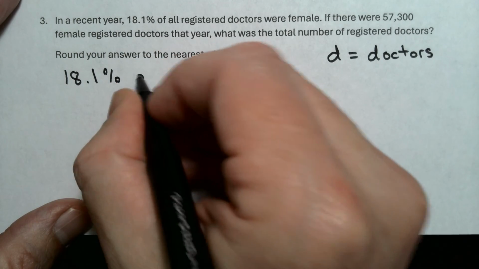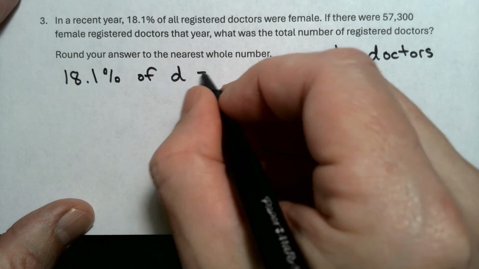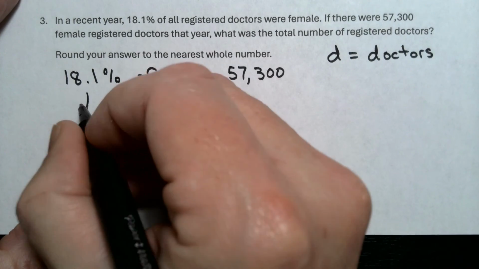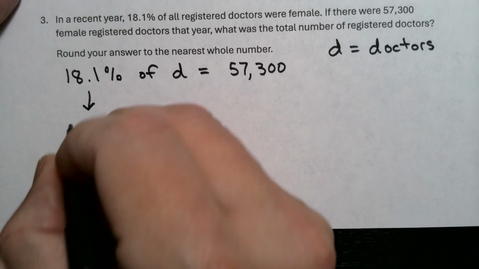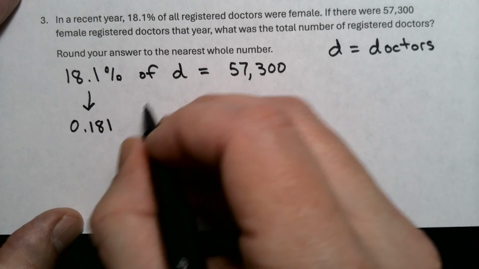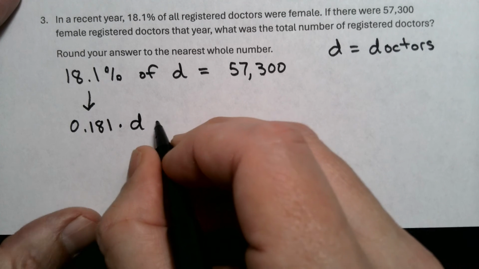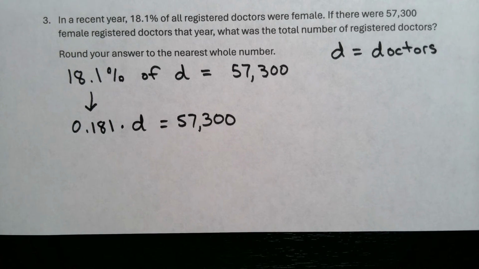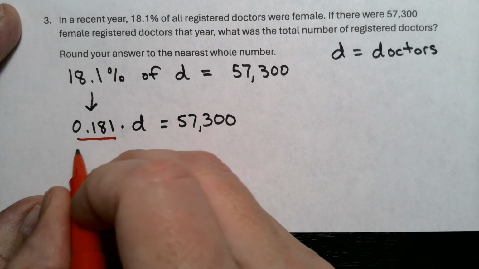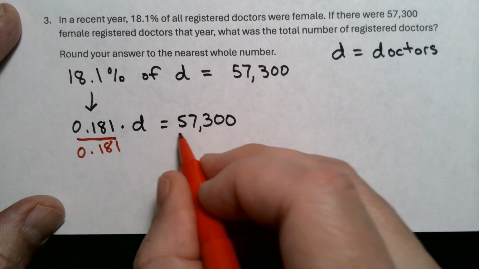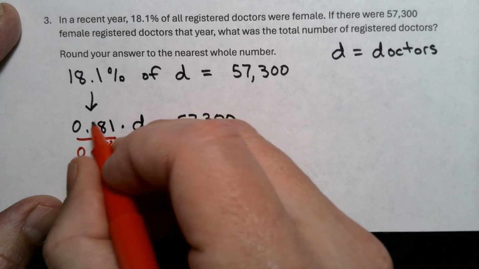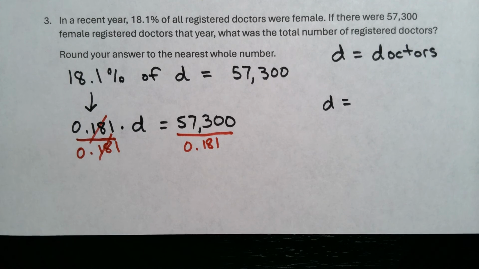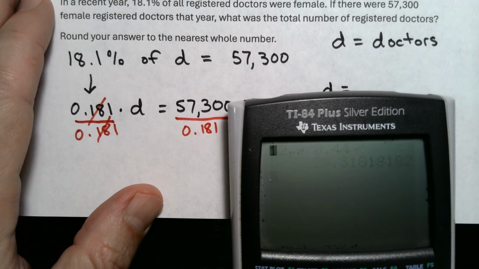18.1% of D is equal to 57,300. Okay, so in mathematical language, I'm going to divide that by 100, which means I'll get 0.181 times D is equal to 57,300. Okay, and just like the first two problems, I'm trying to get the variable by itself, so I will divide both sides by that number, 0.181. It will cancel here, and that will leave us with D is equal to, let me go ahead and type that in.